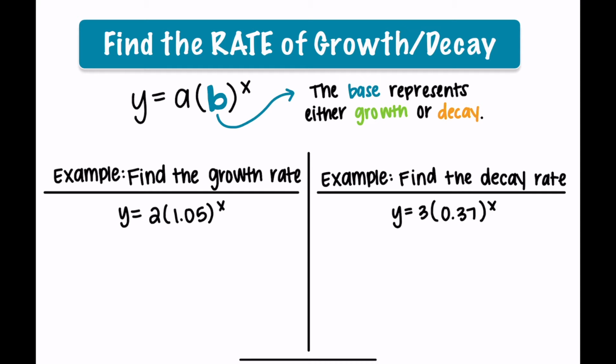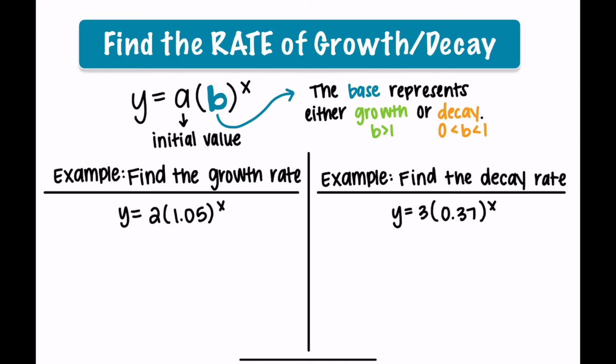In this video, we're going to talk about finding the rate of growth or decay from an exponential function. Just as a reminder, y equals a times b to the power x is your exponential function. The a value, or the number in front of the base, is always the initial value. That's the starting amount. Then b is the base, and the base represents either growth, if the base is bigger than 1, or decay if the base is between 0 and 1.